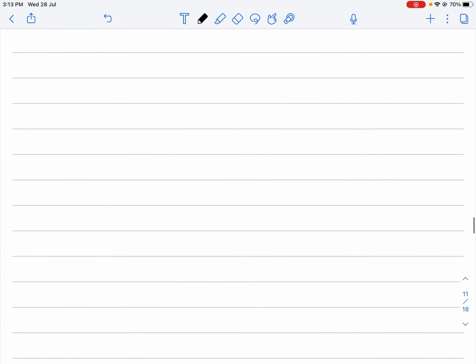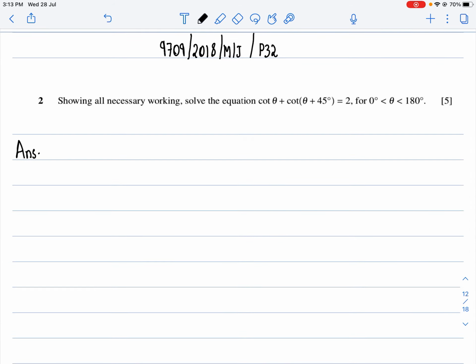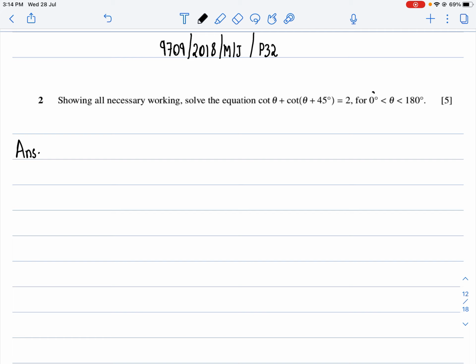Correct? Now, I have another example here. So this was basically from 2018, May-June, paper 32. Okay? So this is basically the second question here. So showing all necessary working, solve the equation cot(theta + 45 degrees) equals 2. And the domain I have is 0 degrees to 180 degrees.